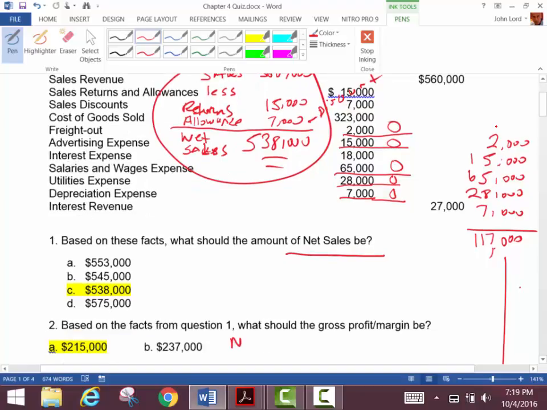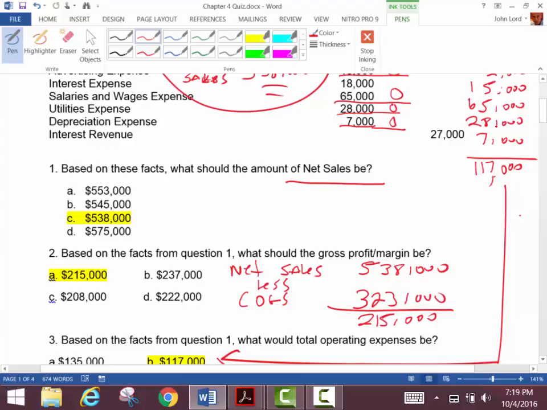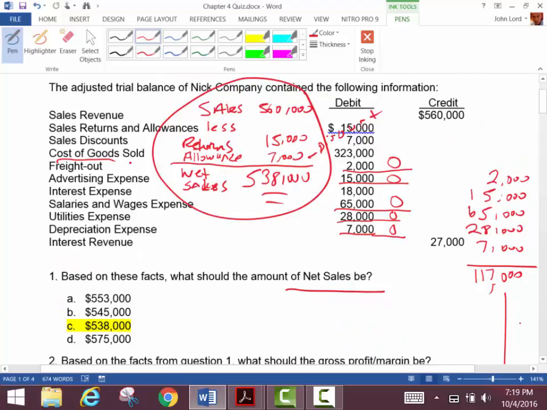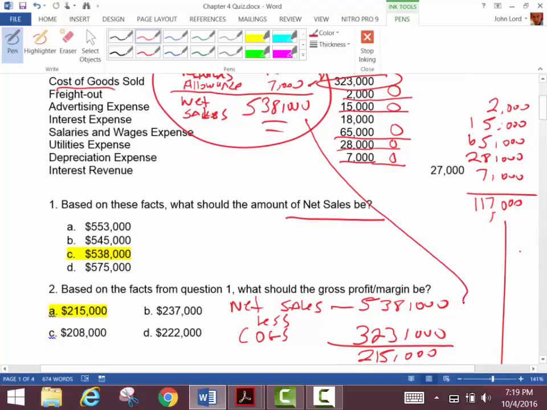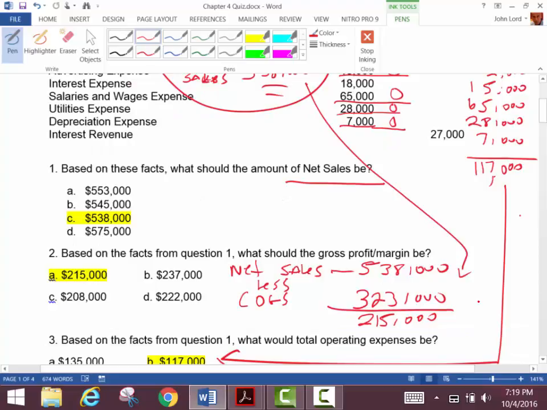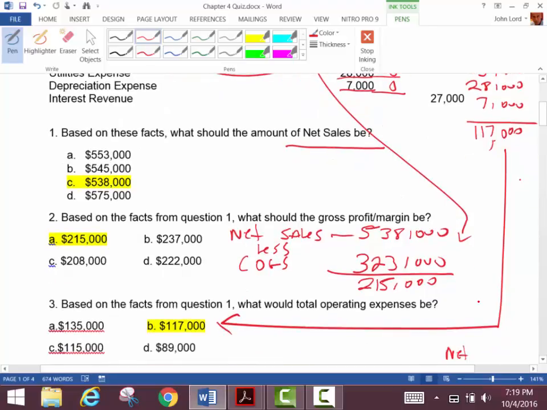Okay, good. Then we say, based on the facts from question 1, what is the gross profit or margin? Gross profit and gross margin are synonymous terms. I've seen it called gross profit, I've seen it called gross margin. It's the difference between my cost of goods sold, which was given to me up there, so I just had to pick that up, and my net sales of 538,000. That difference is gross profit, right? Or gross margin, synonymous terms.